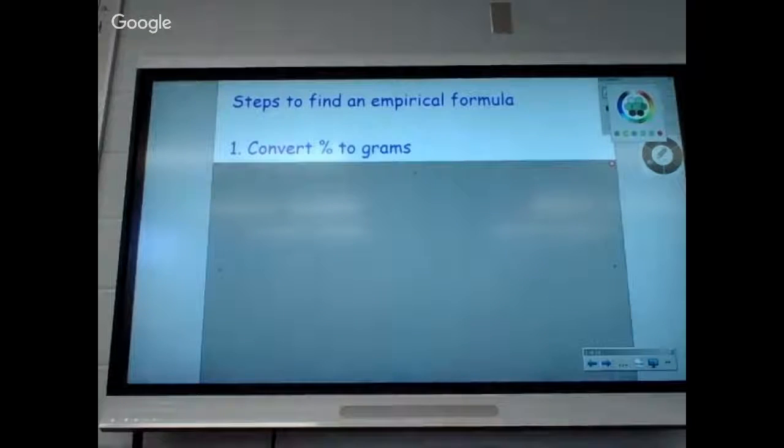Now, how are we going to work empirical formula problems? They can come in 2 varieties. They can either give us percent or they can give us grams. So, if they give us percent, we have to do step 1 and change it into grams. So, step 1 is to change percent to grams. Sometimes they won't give us percent. They'll just give us grams. So we can skip this step.